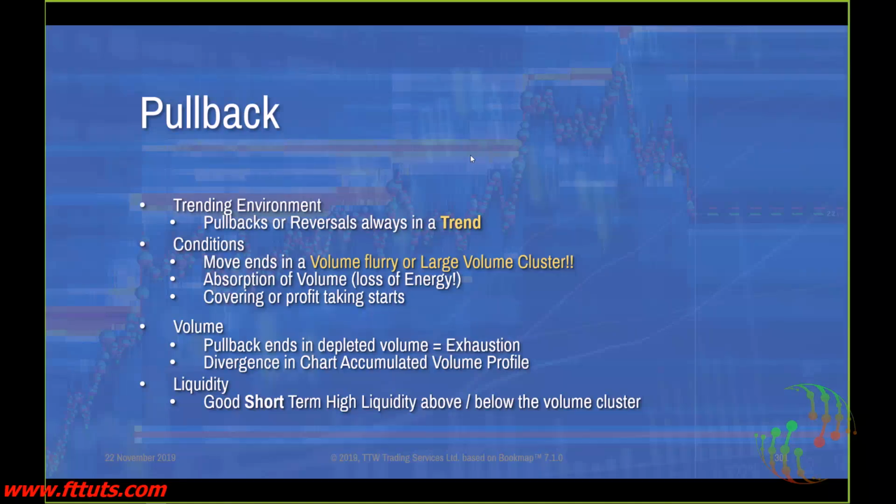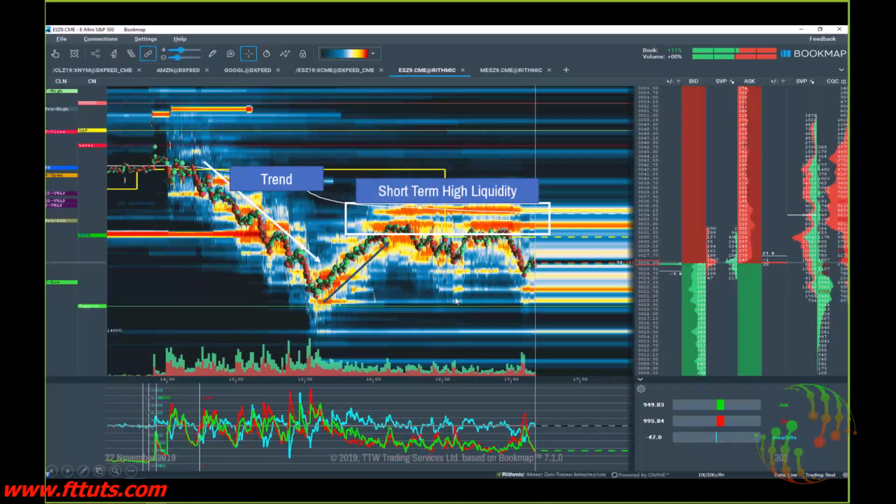Divergence in chart accumulated volume profile, and this is a good short term. We should find liquidity and good short term high liquidity above or below the volume cluster. That's the classical. If you didn't join this move from the beginning on, or somewhere in between there, if you miss this one and it is not very clear what is happening, then wait until you get a nice pullback.